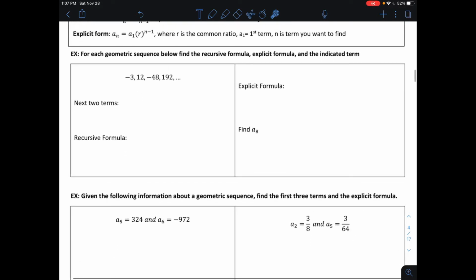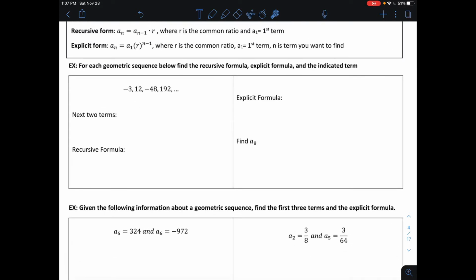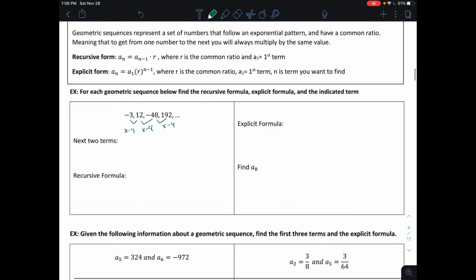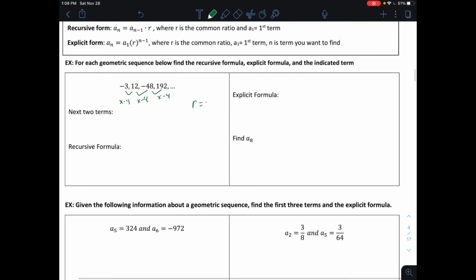Let's use this information and look at our first geometric sequence. I'm given the geometric sequence -3, 12, -48, 192. One of the first things we want to do is figure out what the next two terms are. To go from -3 to 12, then from 12 to -48, and then -48 to 192, we're multiplying by -4 each time. So I know r is equal to -4.